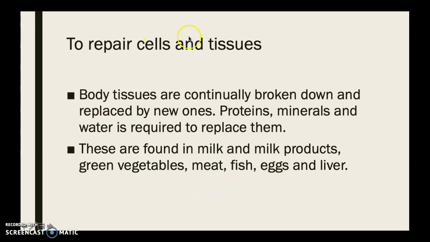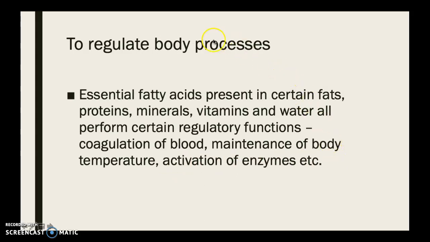Next function, repairing of cells and tissues. Body tissues are continuously broken down and replaced by new ones. So here proteins, minerals and water are required to replace them. These are found in milk and milk products, green vegetables, meat, fish, eggs and liver. Next is to regulate the body processes. Essential fatty acids present in certain fats, proteins, minerals, vitamins and water all perform certain regulatory functions, for example, coagulation of blood, maintenance of body temperature, activation of enzymes, etc.